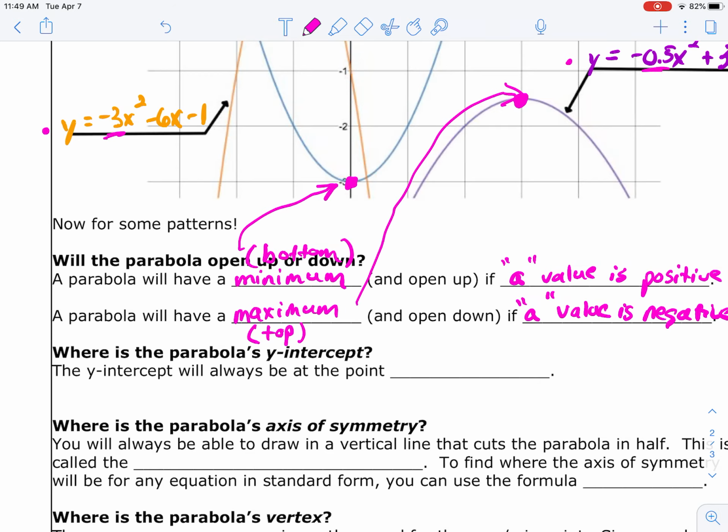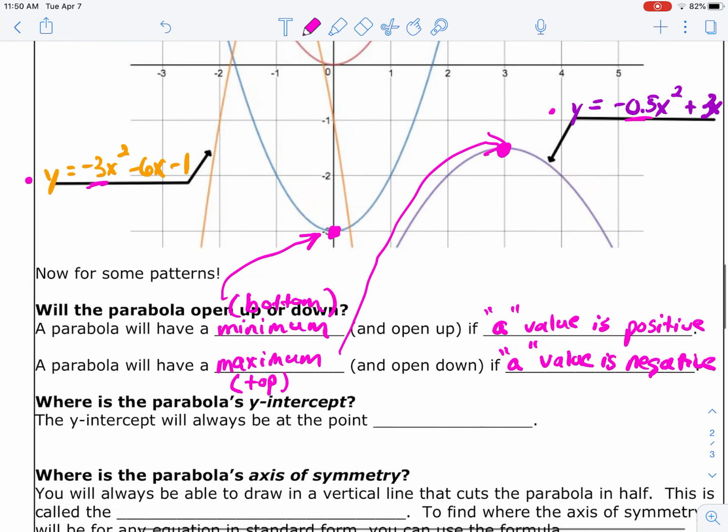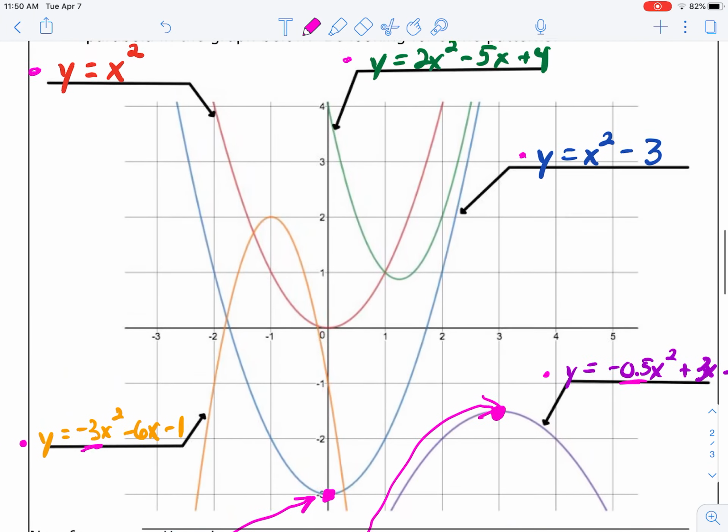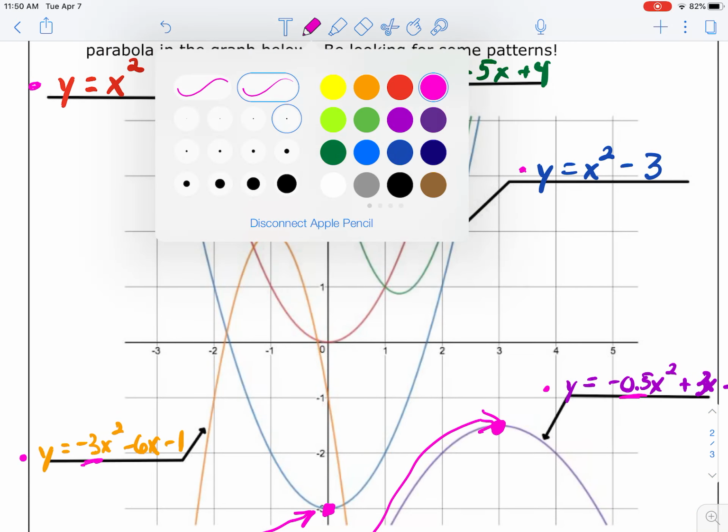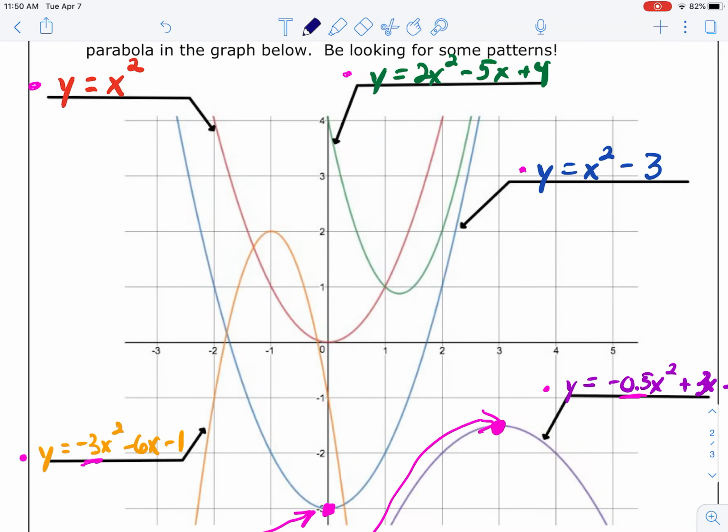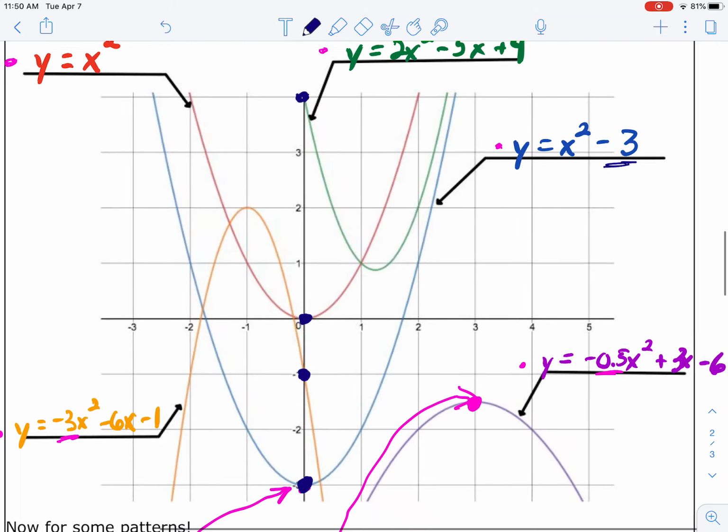The second thing that we're going to notice is, where is the parabola's y-intercept value? So looking at these different parabolas, I'm going to switch to a different color here. So we have y-intercept value. Let's take the first one that we had here. So y-intercept value in the y equals x squared equation is at 0. The y-intercept value of this green one is at 4. The y-intercept value of this one over here, the blue one, is negative 3. The y-intercept value of the orange one is negative 1.